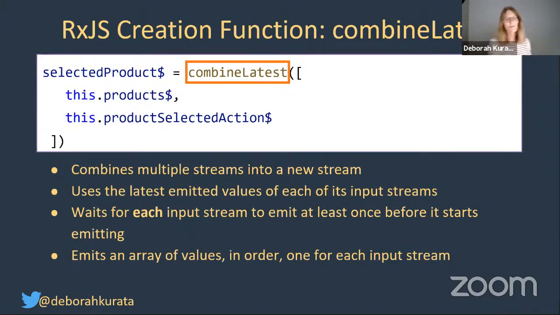All right, so this emits an array of values in order, one for each input stream. Now, what does that mean? It's going to emit something that looks like this. We've got an array of products, which is the thing that's emitted from this.products$, and we've got the product ID, which is what's emitted from this.productSelectedAction$. So it's an array where the first element of the array is that emitted value from the first stream, and the second element of the array is the item emitted from the second stream, and if we had a third stream, it would have a third element in the array, and so on.